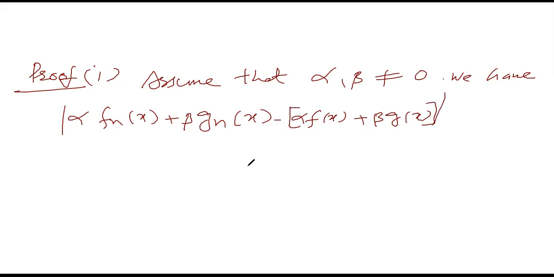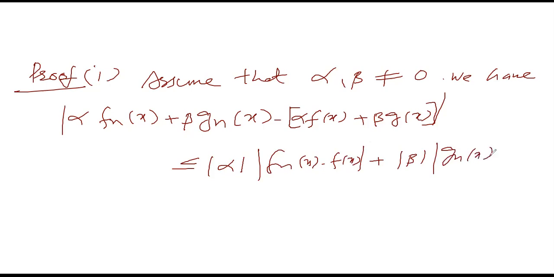And you can see using the triangle inequality, this is less or equal to mod of alpha into mod of fn x minus f of x plus mod of beta into mod of gn x minus g x. Okay, this is the triangle inequality. So this is trivial. You can easily see this triangle inequality.